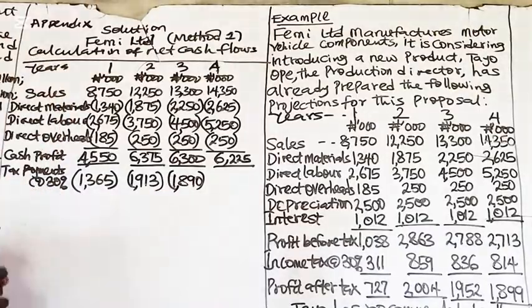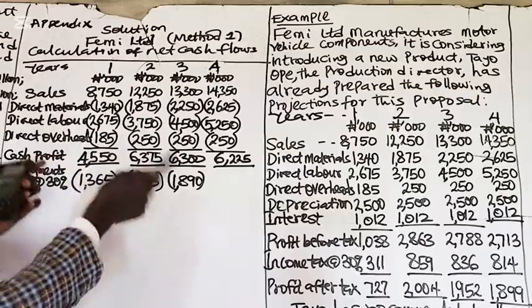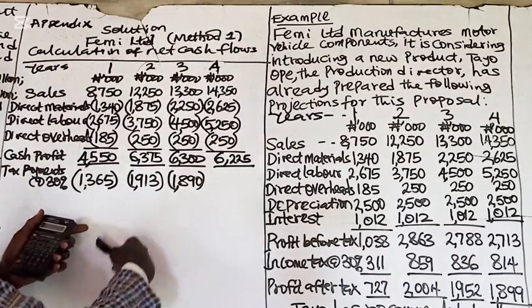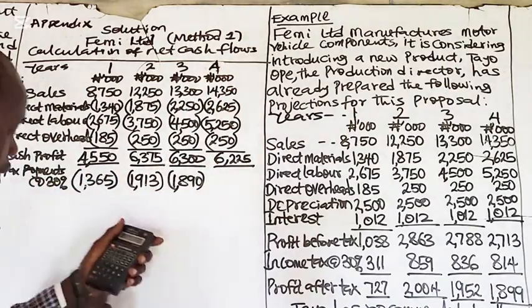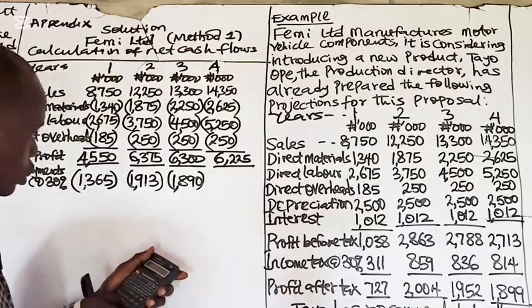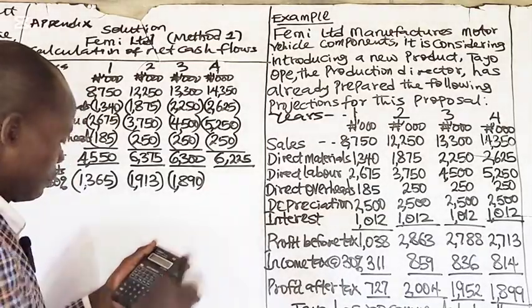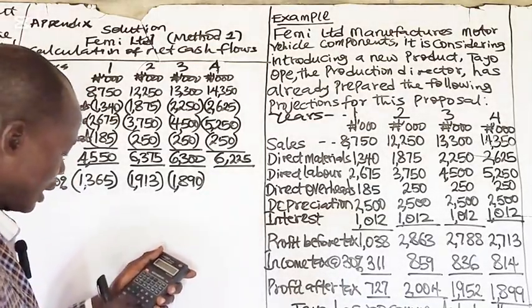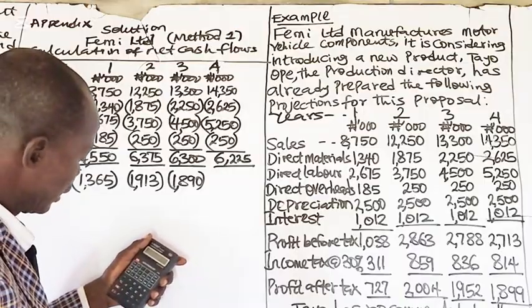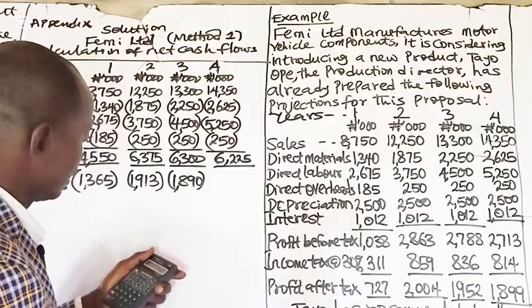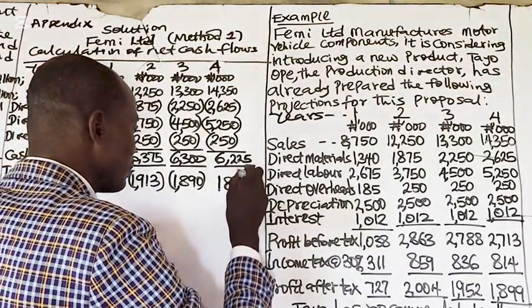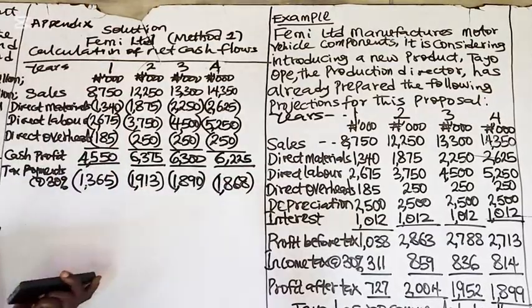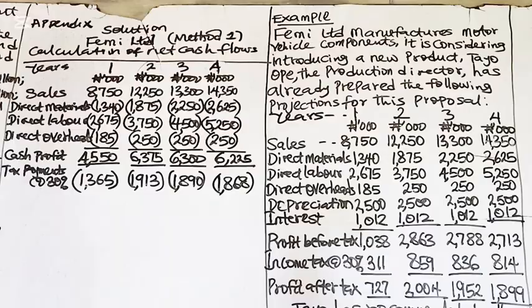I put the tax in braces because it's a payment which will result in an outflow of cash. That is why I put them in braces. So 6,225 times 30% gives us 1,868. So that is the amount that will be paid as tax.